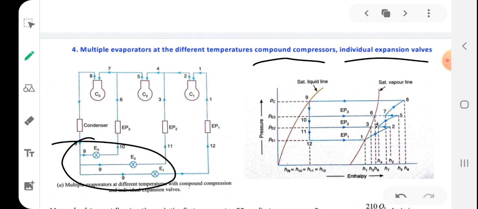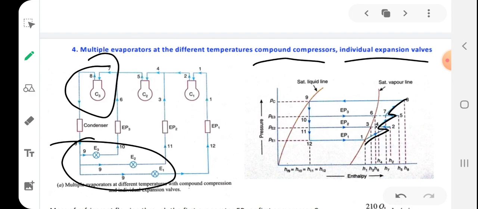So this is the schematic for this type. And what is actually a compound compressor? Compound compressor means all the compressors have different inlet pressures and different outlet pressures. So here you can see that it compresses in a stepwise compression.